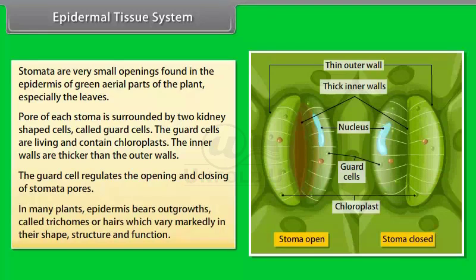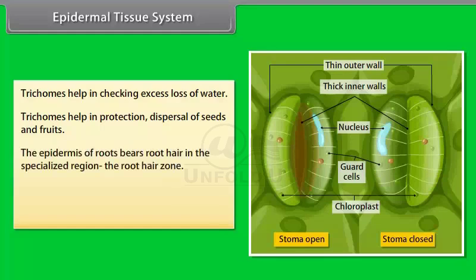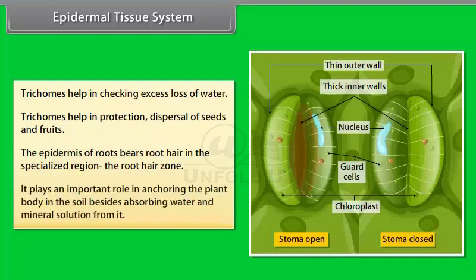In many plants, epidermis bears outgrowths called trichomes or hairs which vary markedly in their shape, structure and function. Trichomes help in checking excess loss of water. Trichomes help in protection, dispersal of seeds and fruits. The epidermis of roots bears root hairs in the specialized region, the root hair zone. It plays an important role in anchoring the plant body in the soil besides absorbing water and mineral solution from it.